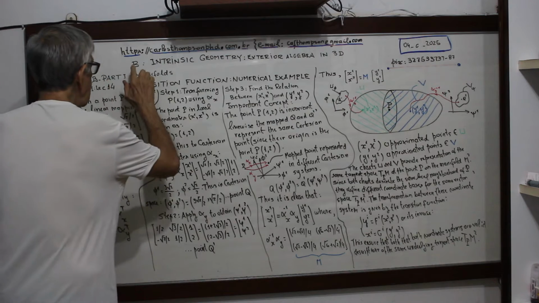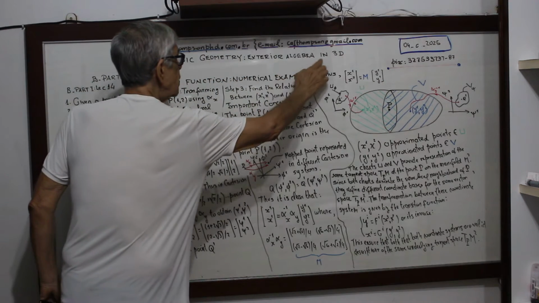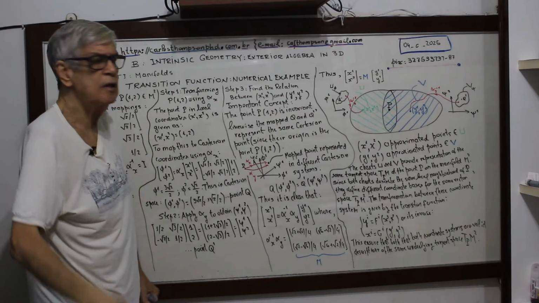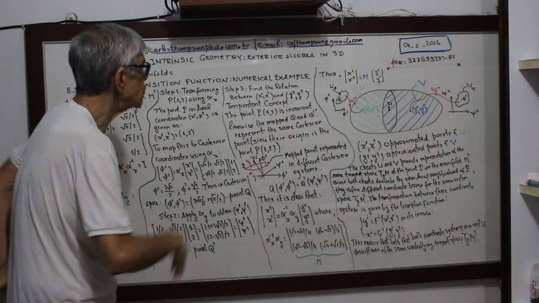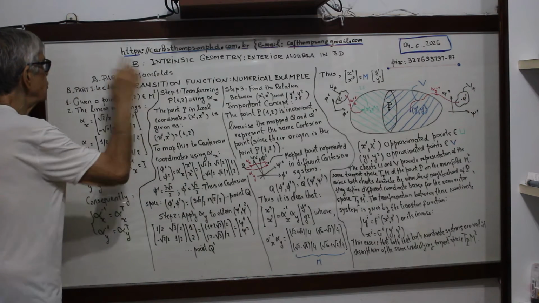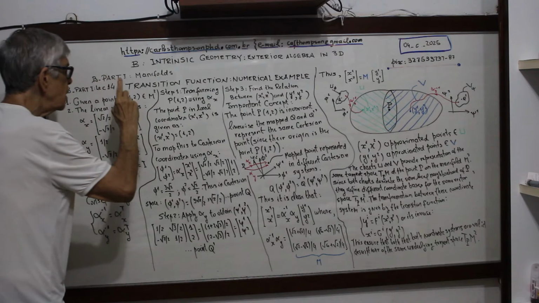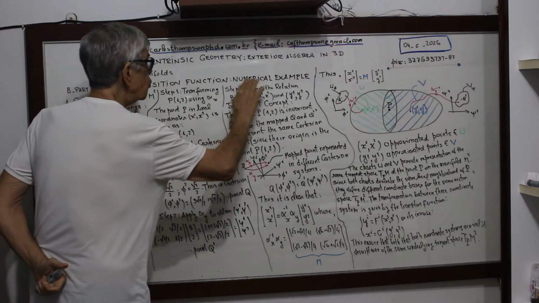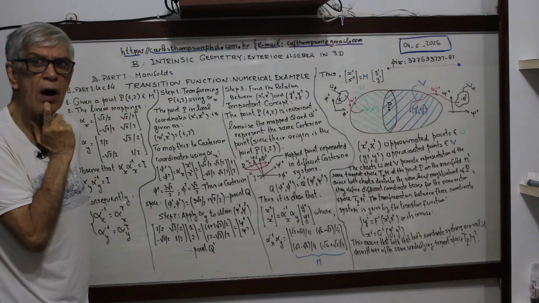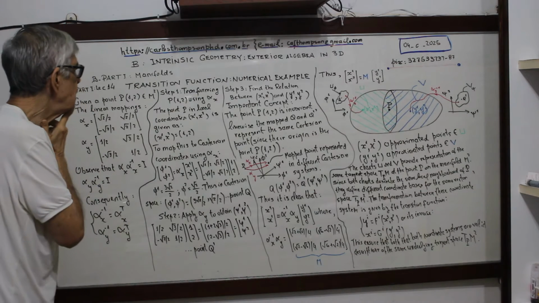Okay? Item B, intrinsic geometry, exterior algebra in 3D or 2D, 4D, four dimensions, any dimension. Now, B part 1, manifold. B part 1, lecture 14, transition function, numerical example. As I pointed out in the previous lecture 13.